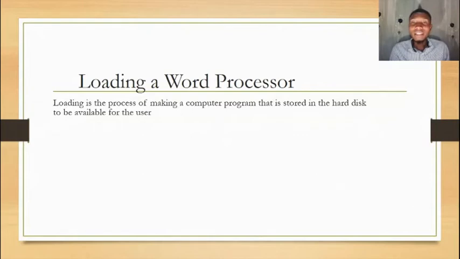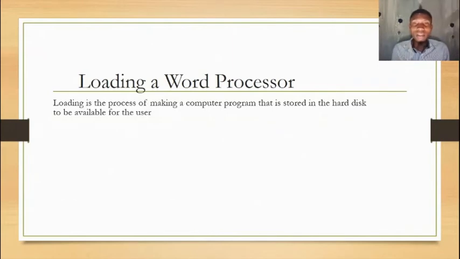But we know the hard disk is a place where you have all of your programs and files stored. You have them stored there when the system is on, but the ones you're making use of when the system is on, they are all stored on the RAM. So when you're loading a program, you're bringing that program to the RAM. The RAM holds it for you to make use of it. So loading a program is a process of making the computer program stored in the hard disk available for the user. That is the meaning of loading.